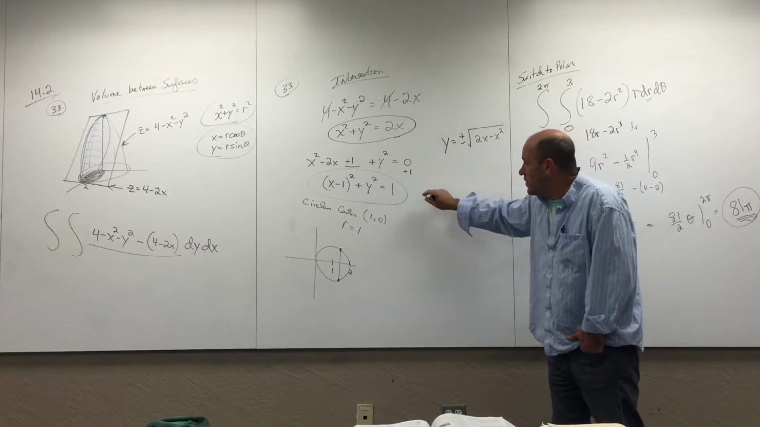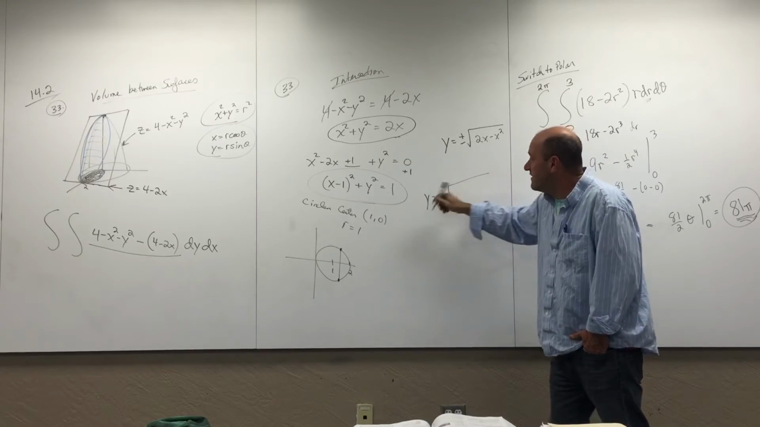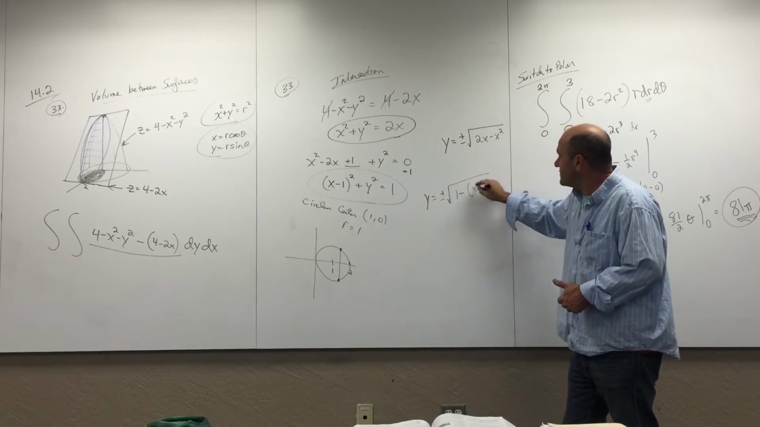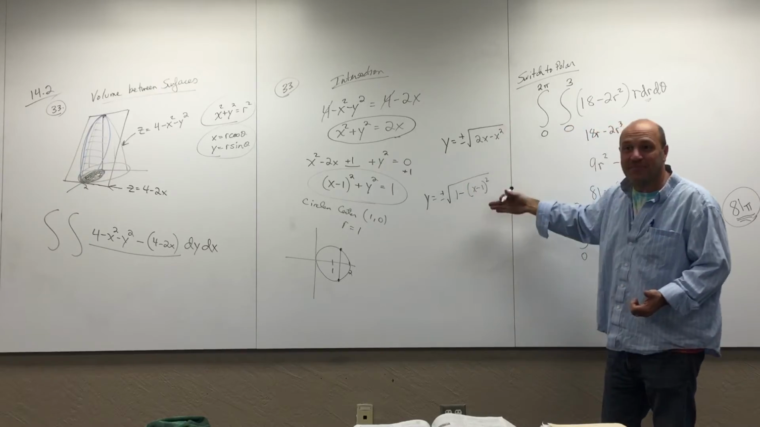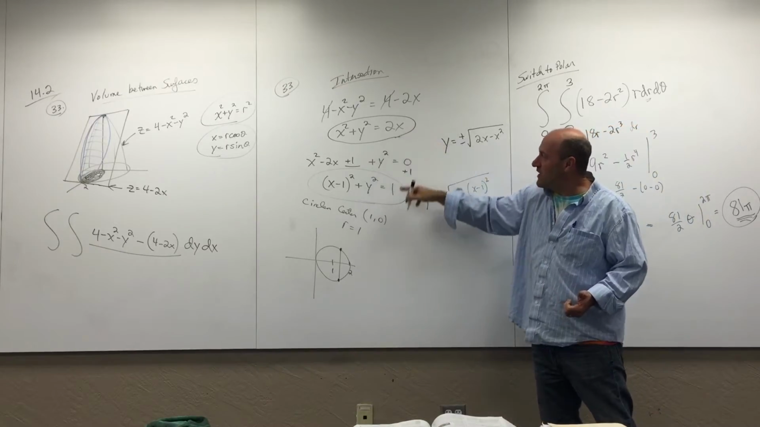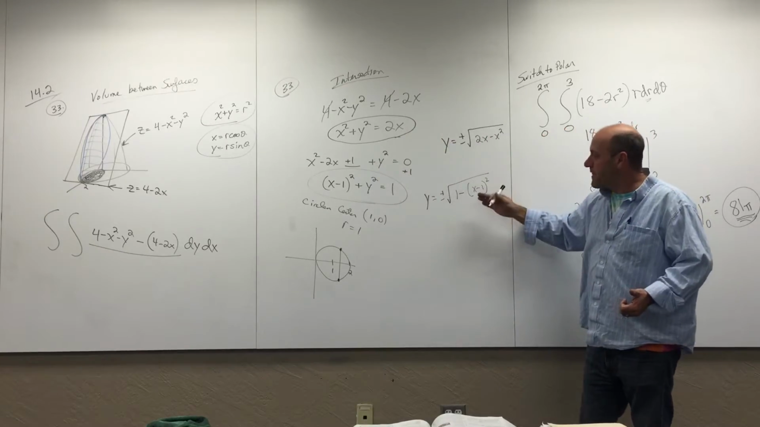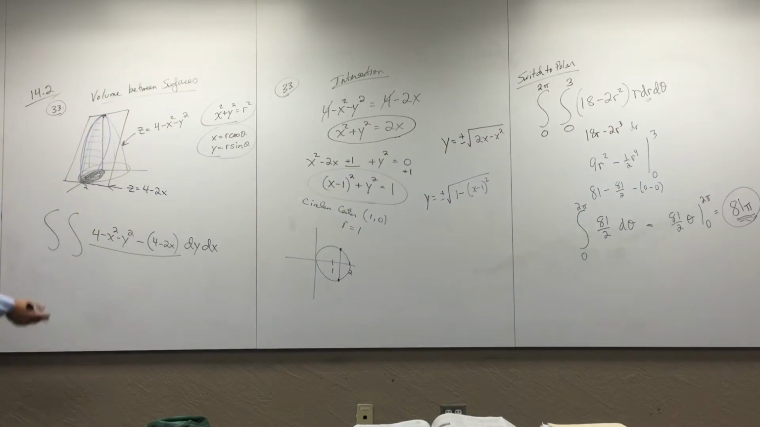Here's the other version of it: plus or minus the square root of 1 minus (x minus 1) squared. Doesn't matter. They're the same thing. But here we go. I got it. The setup is now done.